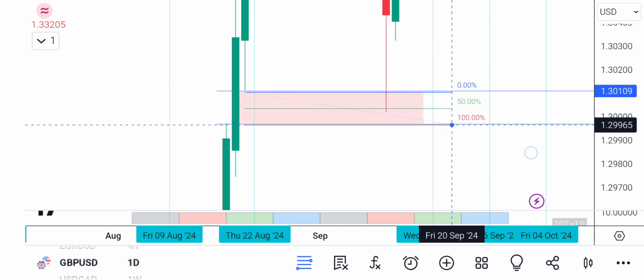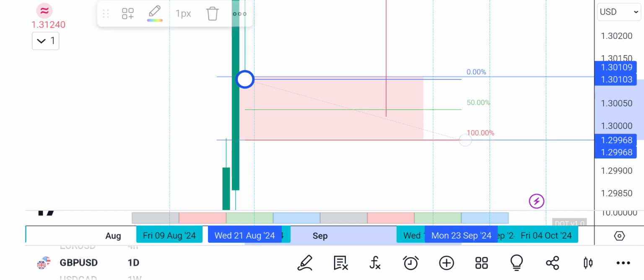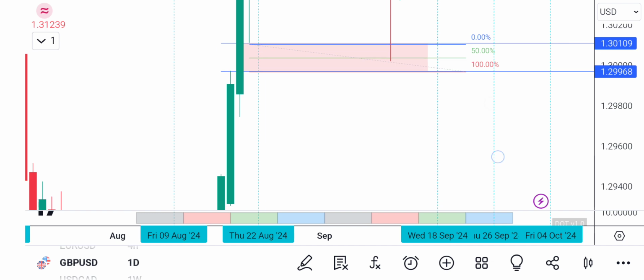Look at how IPTA hits the midpoint of this fair value gap and then took off immediately. You see, that is a bullish fair value gap, and the midpoint of a bullish fair value gap, or a fair value gap in general, is called the consequent encroachment, CE.